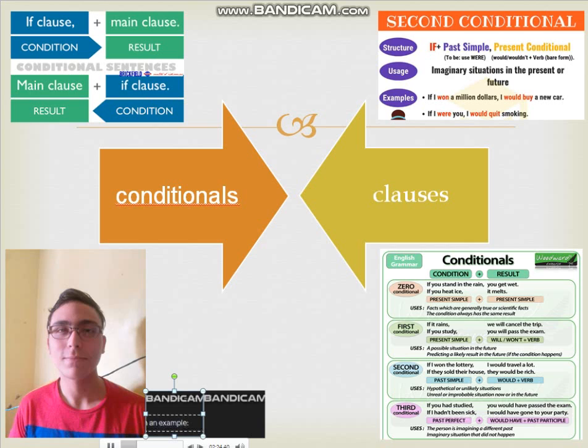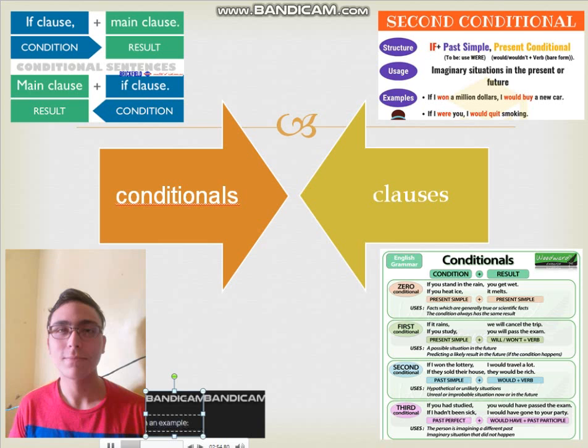Type 2. Second conditional. This conditional is formed with would followed by an infinitive in the main clause and another in the past tense in the subordinate clause. If plus past simple, would plus infinitive. This structure has 2 uses. The first is to talk about situations in the future that are not likely to happen. For example, if I won the lottery, I would spend my life traveling.